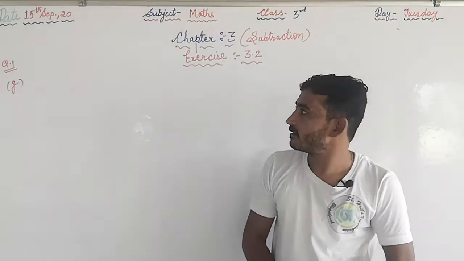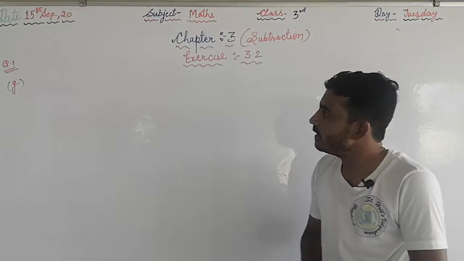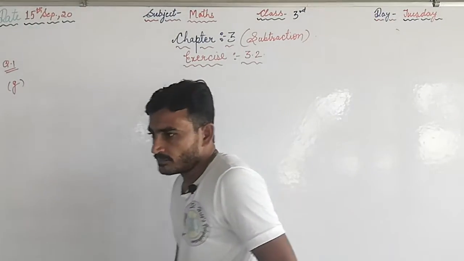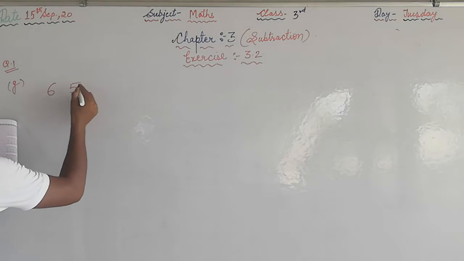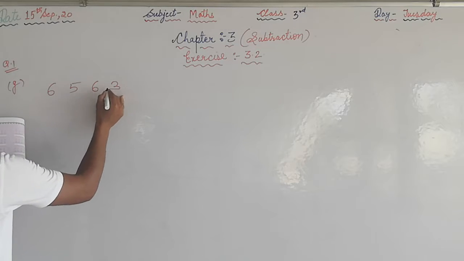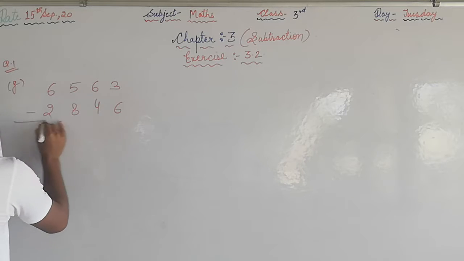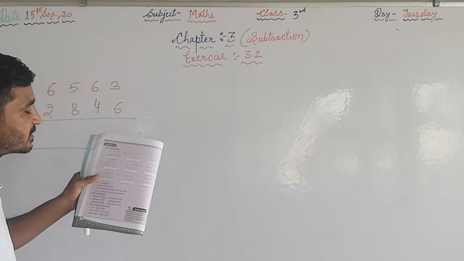Here we are discussing exercise 3.2 of chapter 3, that is subtraction. In this series, question first, we are going to discuss the G section of question number first. You have to subtract the number 6563 and the second number is 2846. Up to A, B and C we already discussed in the previous lecture.